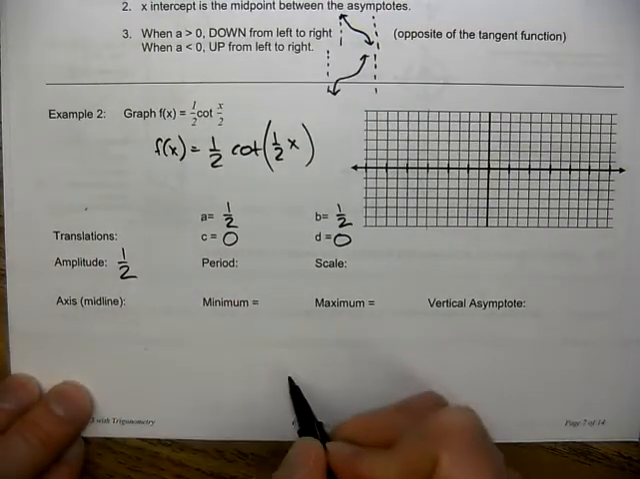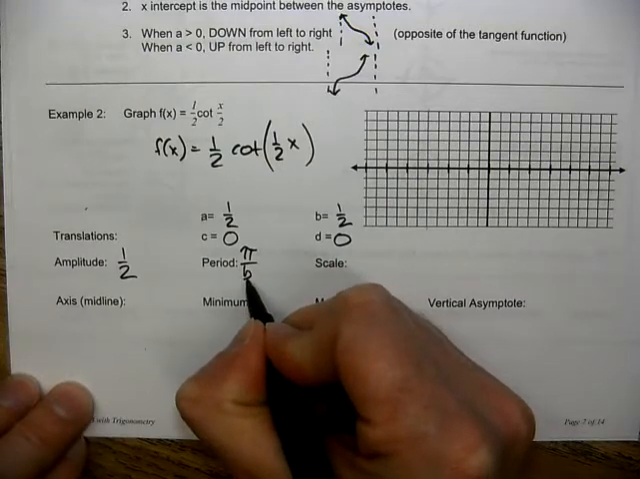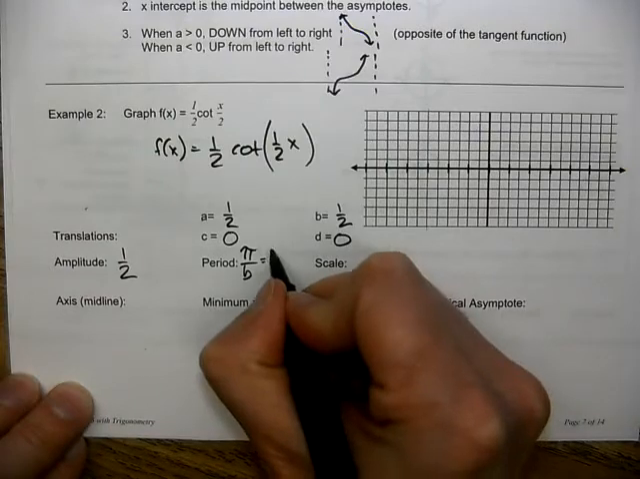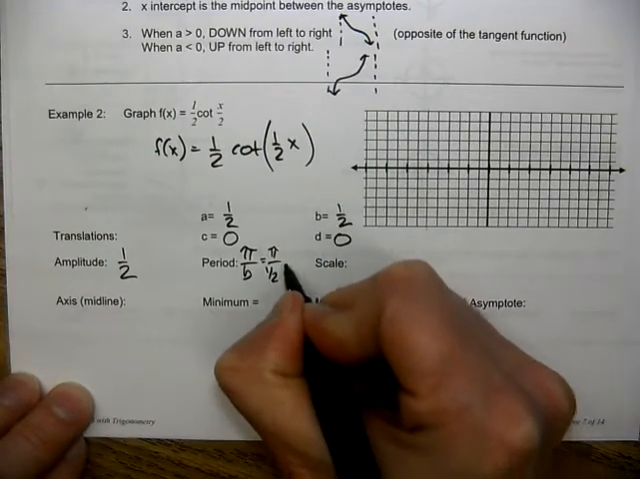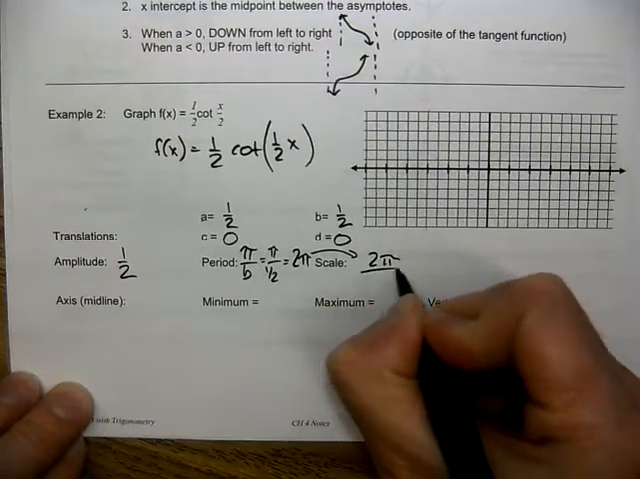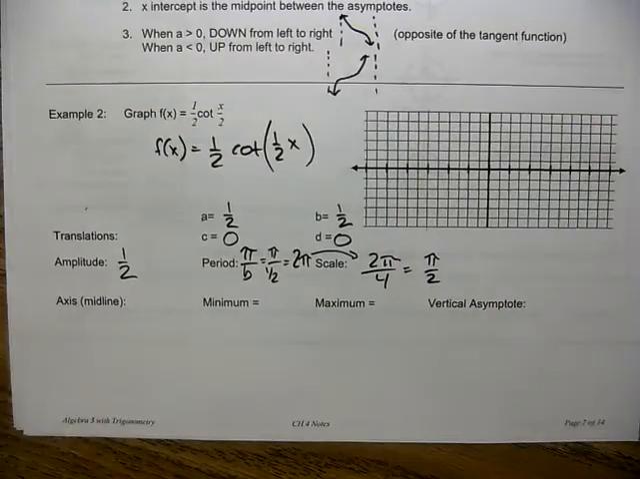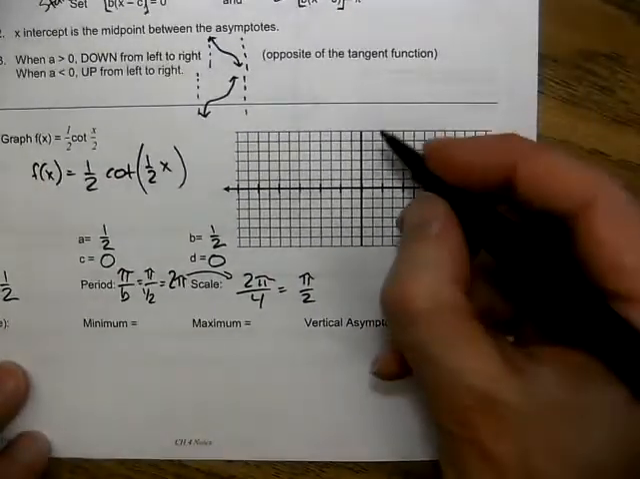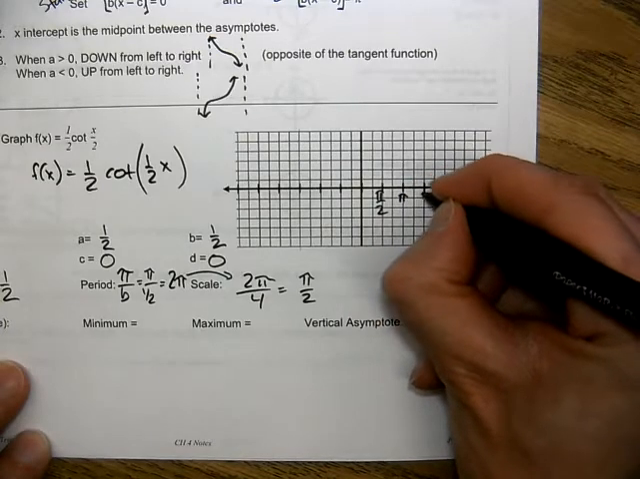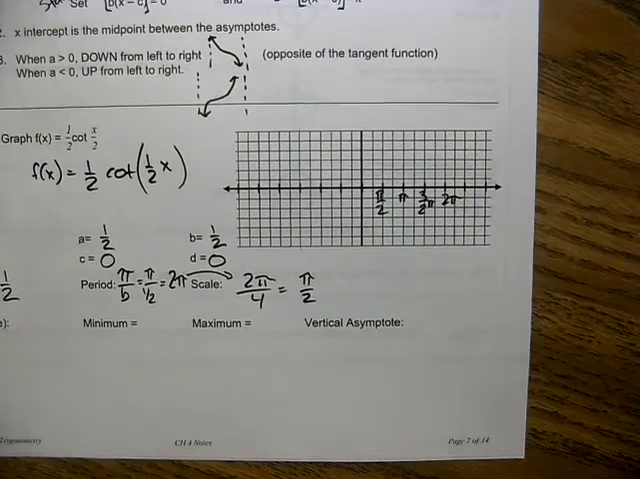Amplitude is 1/2. The period is, again, pi divided by b. Well, in this case, we're dividing by 1/2, right? So we have pi divided by 1/2. So multiply by the reciprocal and you get 2 pi. Take that result and divide it into 4 equal parts, and that'll be the jump or the scale. So that's our scale on our graph: pi over 2, pi, 3/2 pi, and 2 pi. And we'll add more if we need.